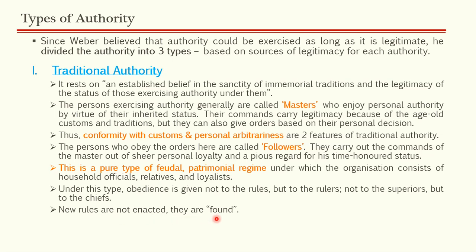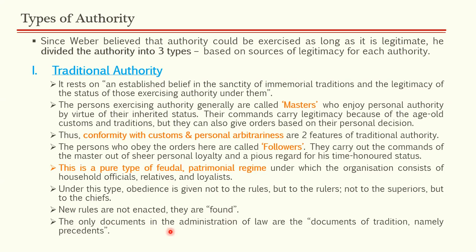New rules are not enacted, they are found. Where are they found? They are found in age-old traditions and customs. Obviously, based on some custom, if there is not a rule, the ruler can create a new rule, and this kind of rules are not actually enacted, they are found in age-old traditions and customs. The only documents in the administration of law in such kind of authority are the documents of tradition, merely precedents. So whatever precedents जो आप पहले कर चुके हो, those are nothing but precedents. किसी ने चोरी की, आपने उसके हाथ काट दिए, that is a precedent that you have set. आपने एक precedent set कर दिया है. So whatever documents of administration are there, these are nothing but documents of tradition or precedents and nothing else.